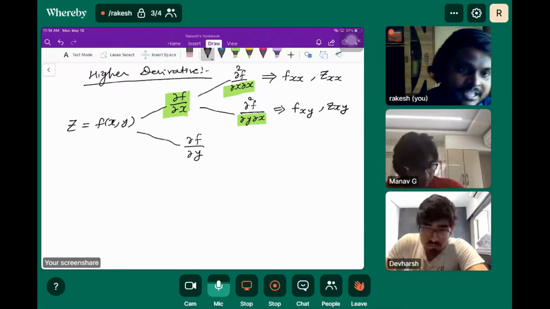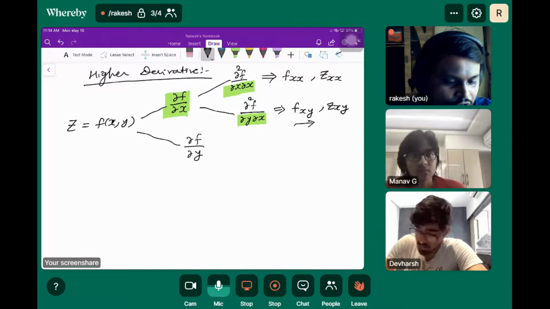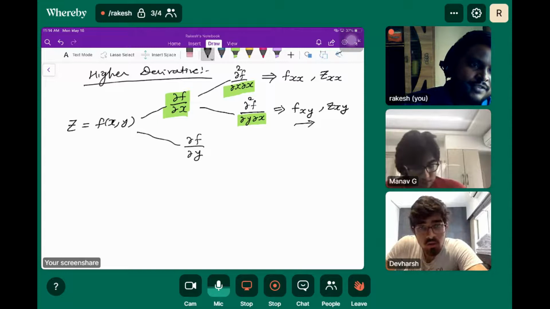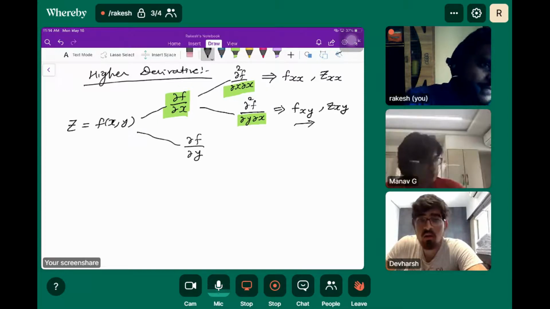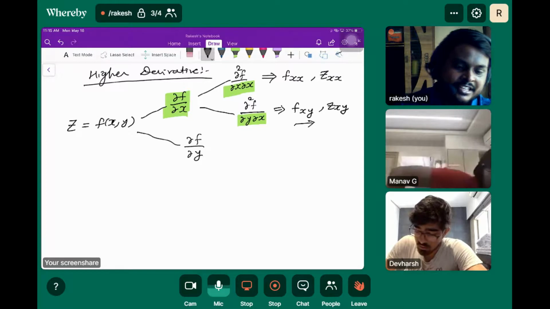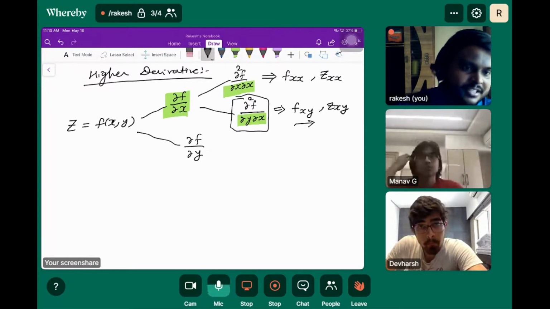Now, can you see the mismatch here? This represents the actual order. Basically, we are differentiating the function with respect to x and then with respect to y, but you will see the order is reversed while writing in this notation. Okay, so make note of this thing.